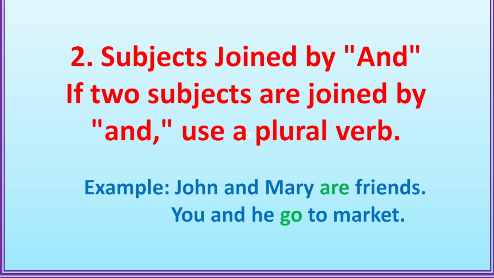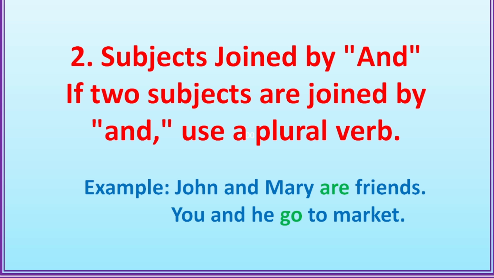Subjects joined by and. If two subjects are joined by and, use plural verbs. Example: John and Mary are friends. When two subjects, John and Mary, are joined by and, they are a plural subject and we have to use plural verbs. And are is a plural verb.